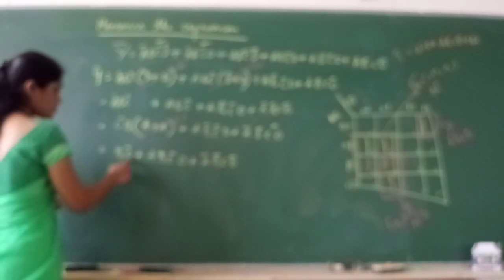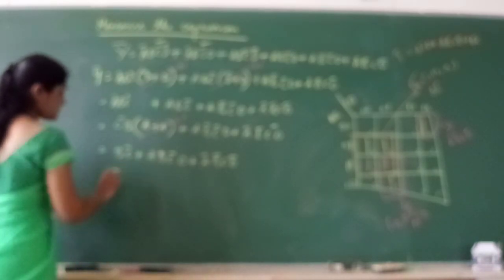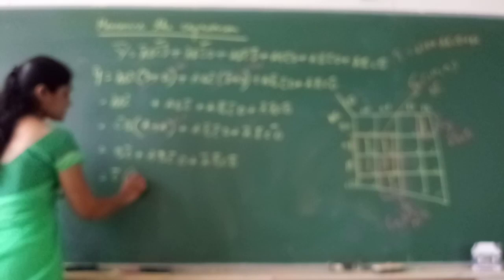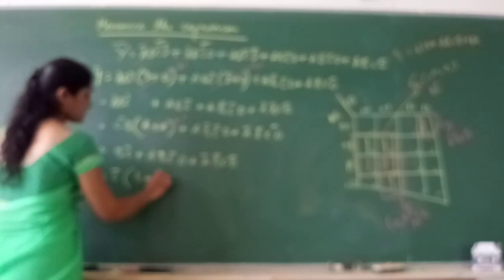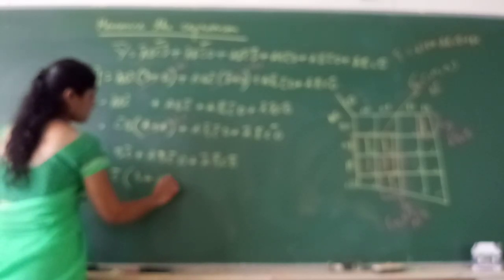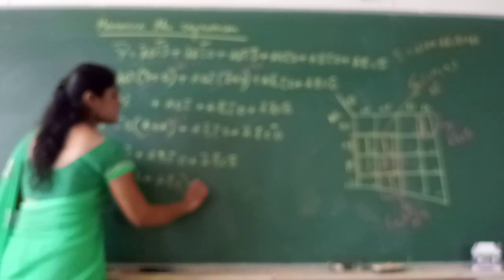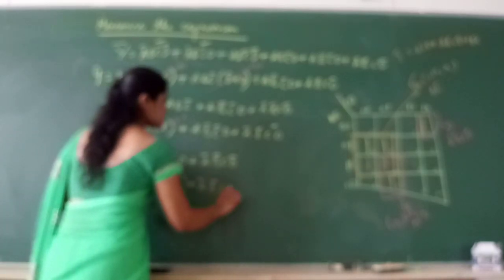Then in these two, c bar is common. So if I take c bar outside, it is b plus a b bar d plus a bar b bar c d bar, right? How do we simplify it further?